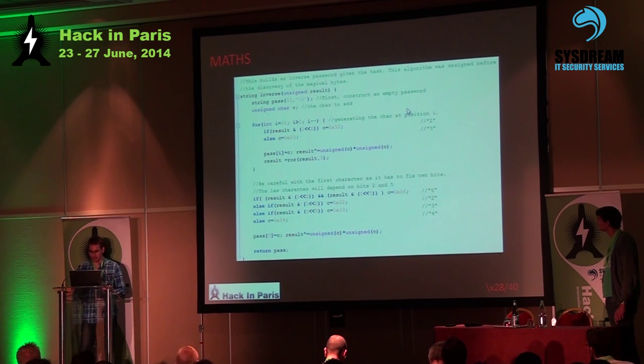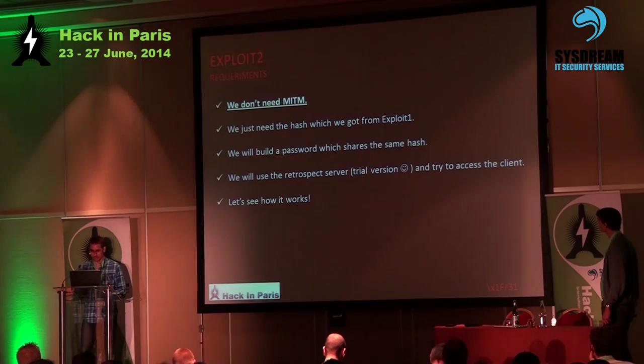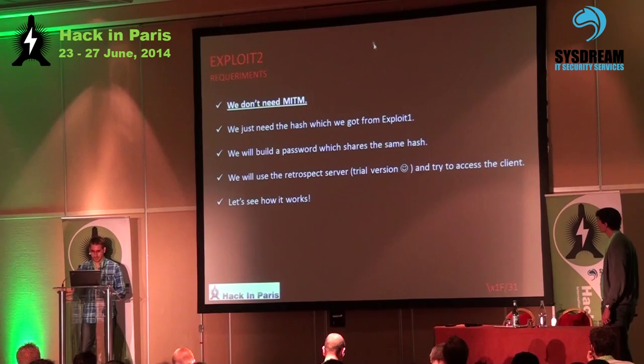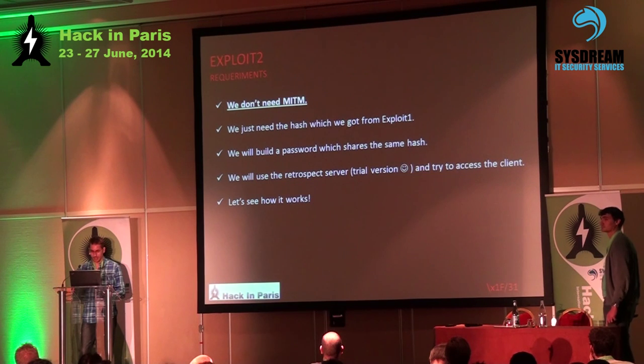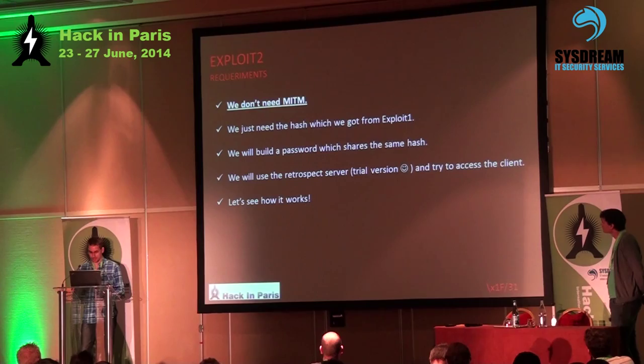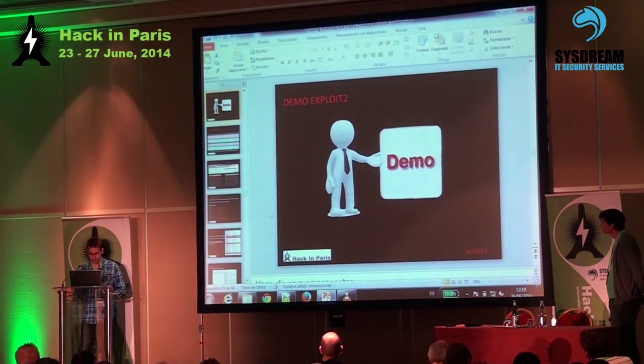This is the code, it's pretty simple. We are using characters 2 and 3, and characters 6, 2, 3, and 4 for the last case, the character 0. But the best way to show you how it works is a demonstration video. But first of all, like always, requirements. We don't need MITM, as you know. We just need the hash, which we got from exploit one, and we will build a password which shares the same hash. And we will use the Retrospect server, the trial version, which is free, and try to access the client. Let's see how it works.